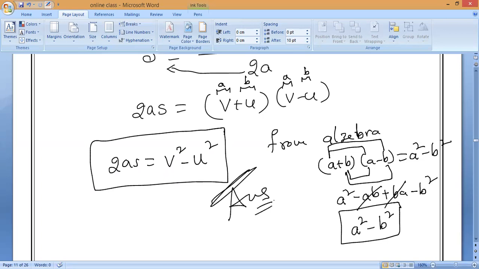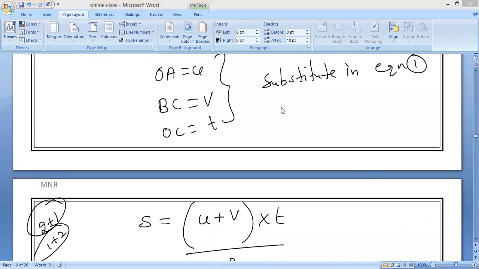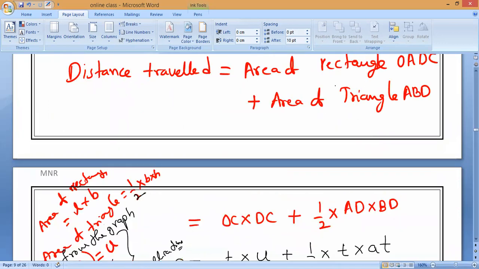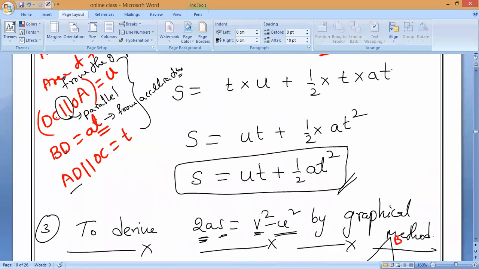So this is how the three equations of motion, under uniform acceleration, we are going to derive using the graphical method. For the first equation, you need to know the final velocity. For the second equation, you need to know the area of a rectangle plus the area of a triangle. For the third equation, what do you have to know, guys? The area of a trapezium. Understanding? If you remember these three equations, then this is all about the derivations. Then you can solve anything in this chapter with the help of these equations and this graphical method. I hope you all understand how to solve by the graphical method.